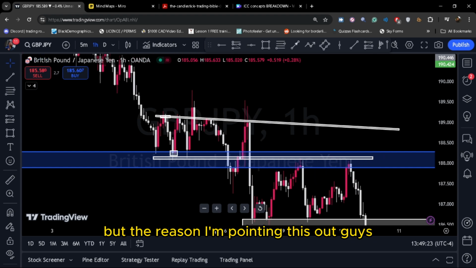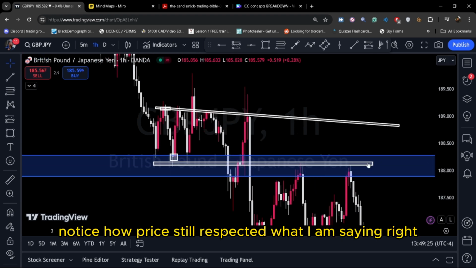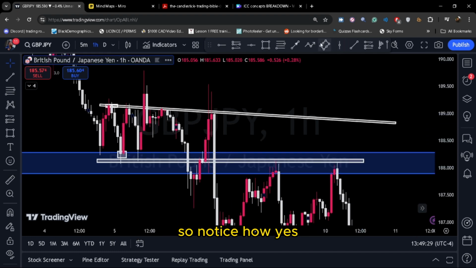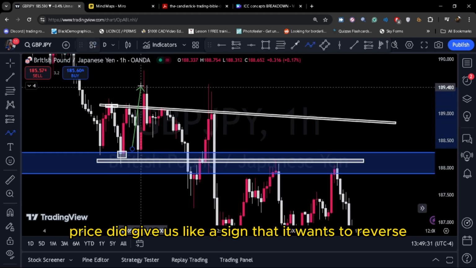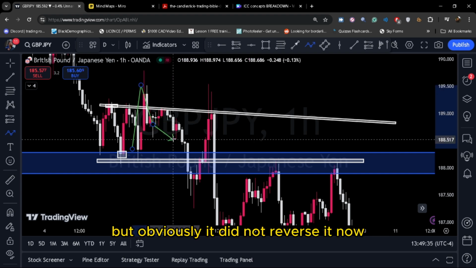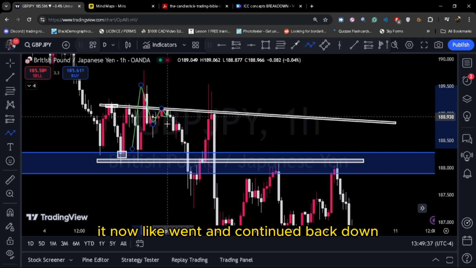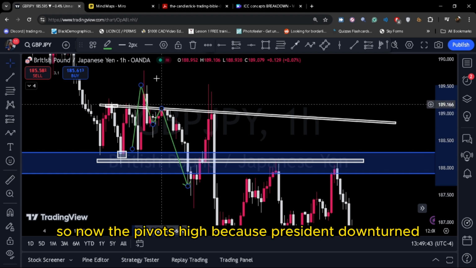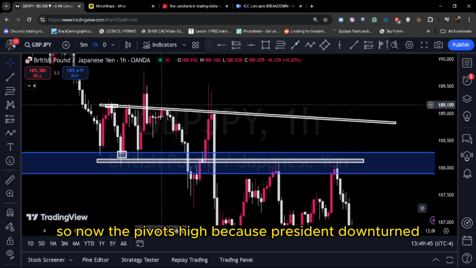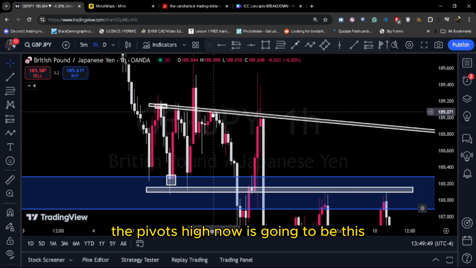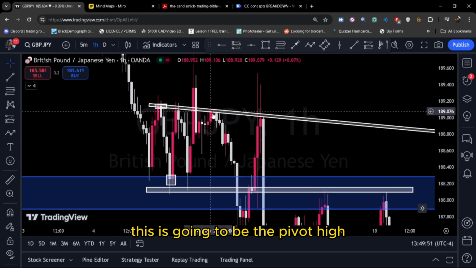But the reason I'm pointing it out, guys, is because notice how price still respected what I am saying. So notice how, yes, price did give us a sign that it wants to reverse, but obviously it did not reverse. It went and continued back down and then created a low, right? So now the pivot high, because price is in a downtrend, is going to be this. This is going to be the pivot high.